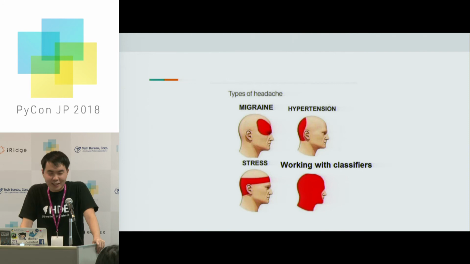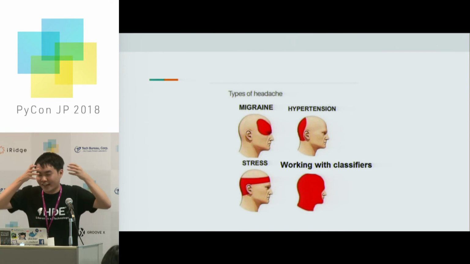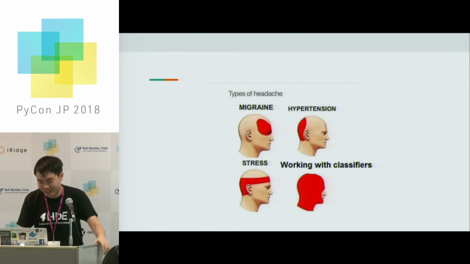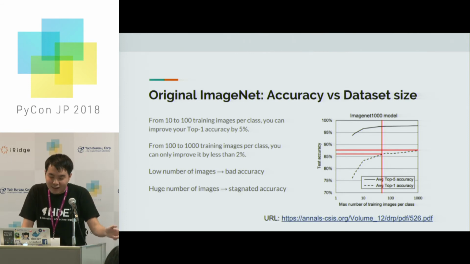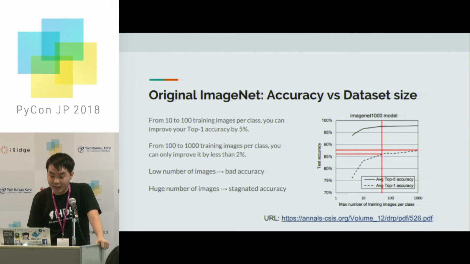And this is probably the problem of all people who are working with this kind of things. You have a migraine, hypertension, stress, and working with a classifier is basically all your head just exploded. So now I will talk a bit about the original ImageNet, which is created by Google back then.